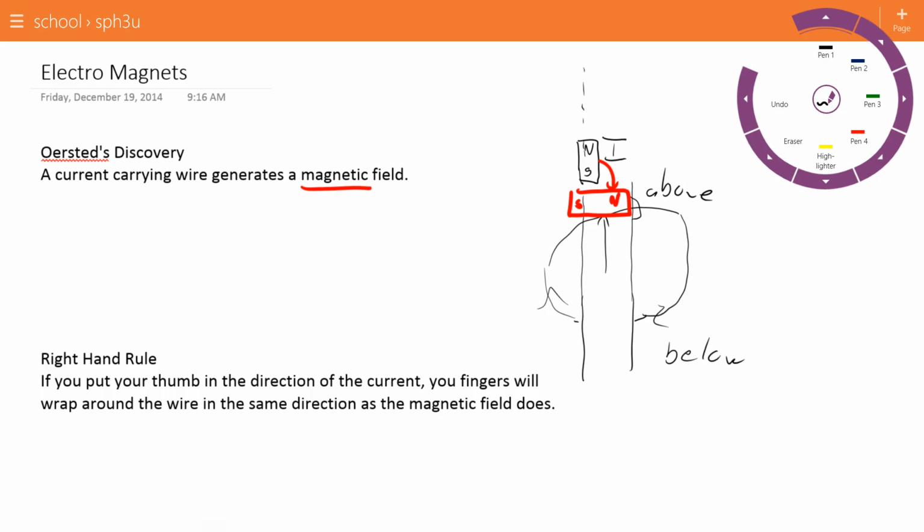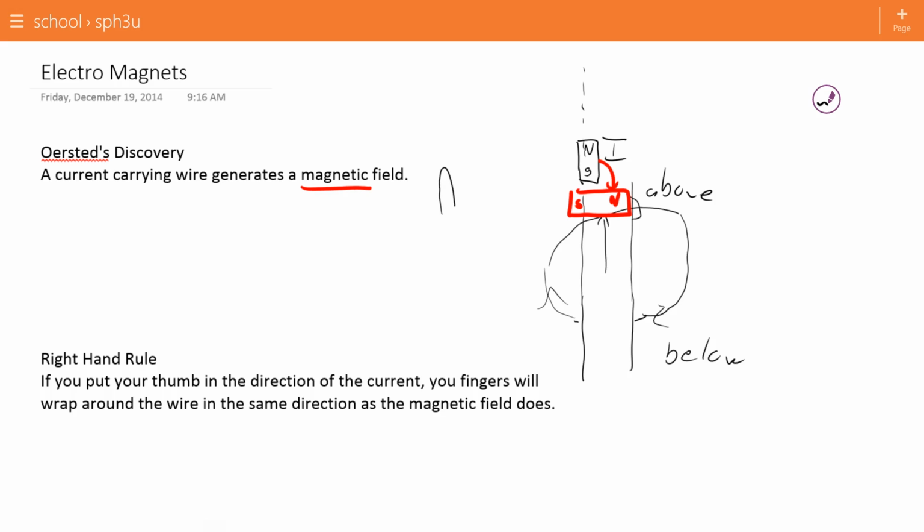To determine what direction the magnetic field will be going, we'll use something called the right-hand rule, and we'll get lots of practice with this in class. Essentially the right-hand rule says that if you put your thumb in the direction of the current, and then you close your hand a little bit, like let's say you're imagining yourself holding on to the wire itself or a broomstick or something like that, then the way your fingers wrap around will show the direction of the magnetic field. Here I'm going to try and draw this.